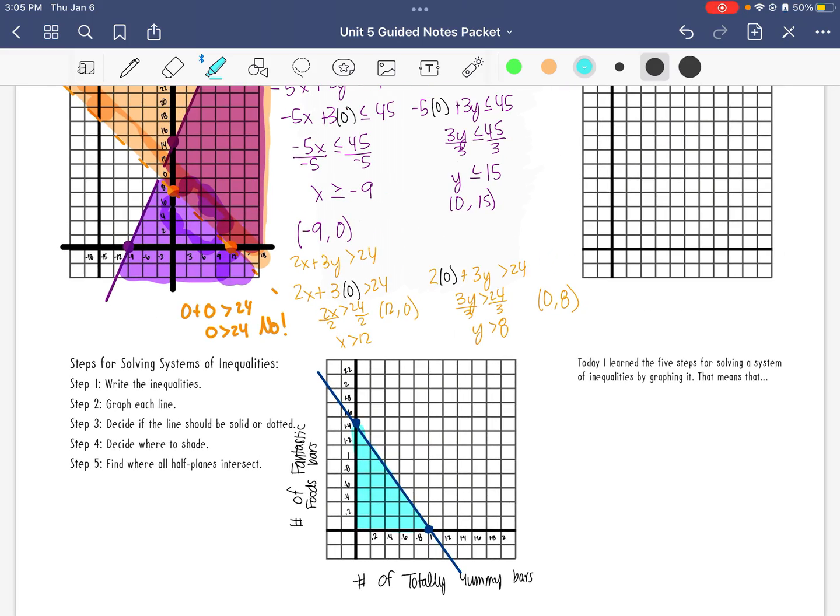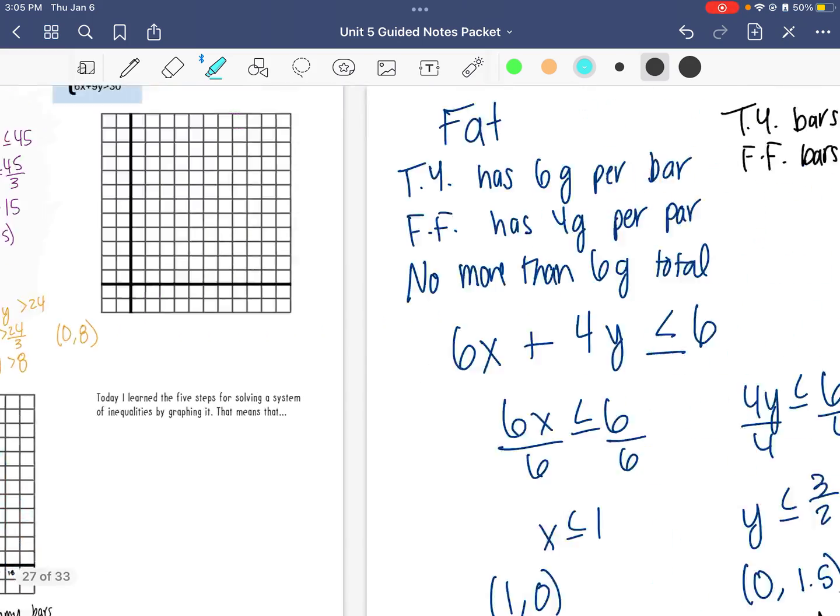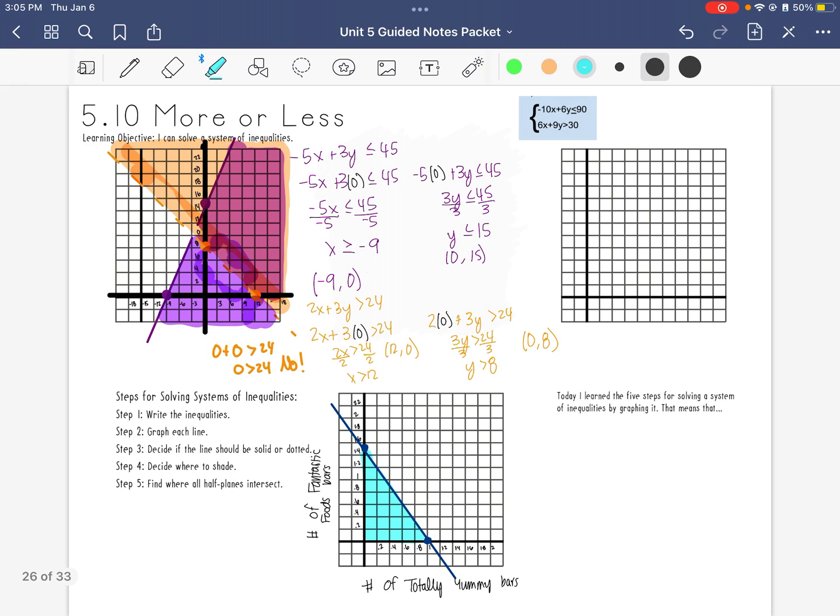Now I want you to do the second one. I've shown you how to do the first one. I want you to do the second one. I will put the answer up, of course, so you can double check your work. But I need you guys to take accountability for your learning here and get yourself ready for your quiz tomorrow.